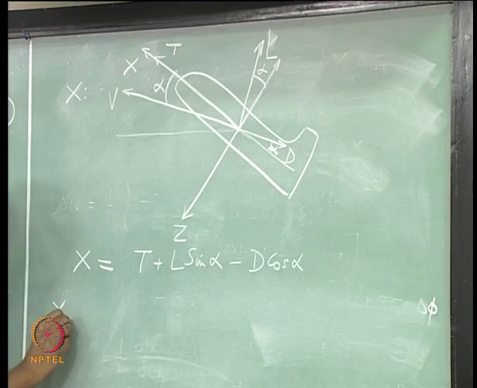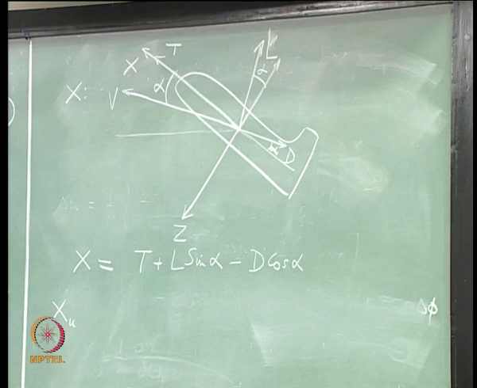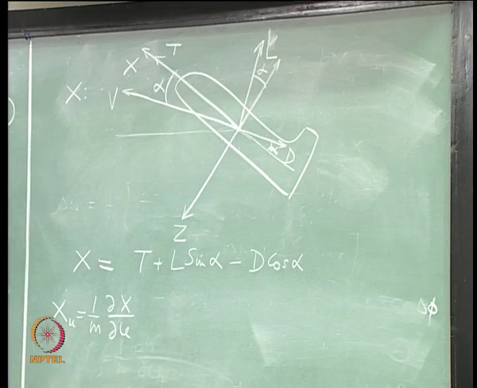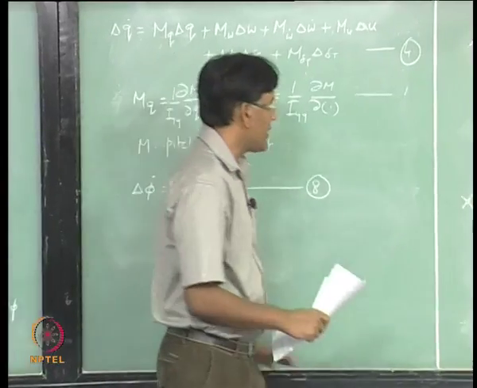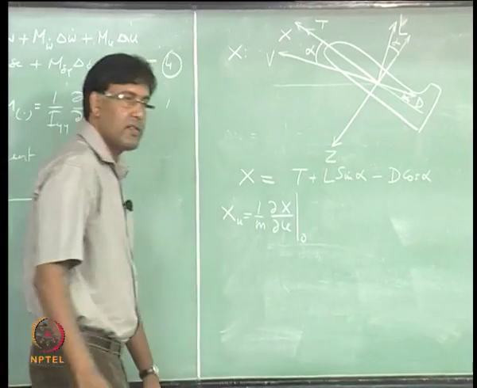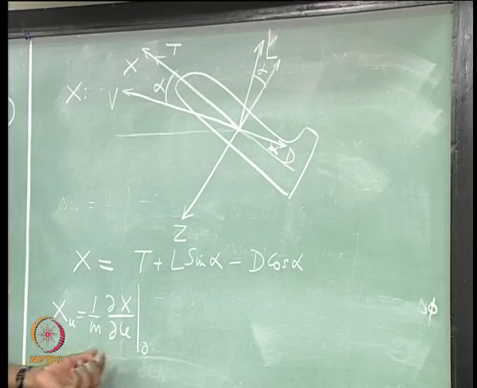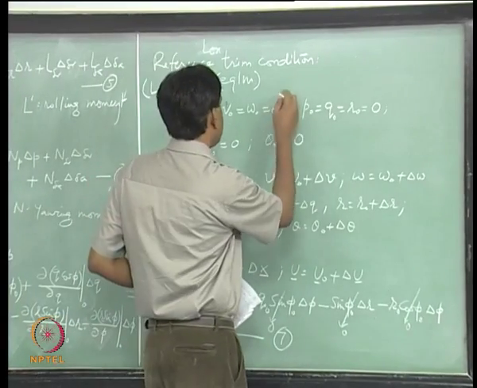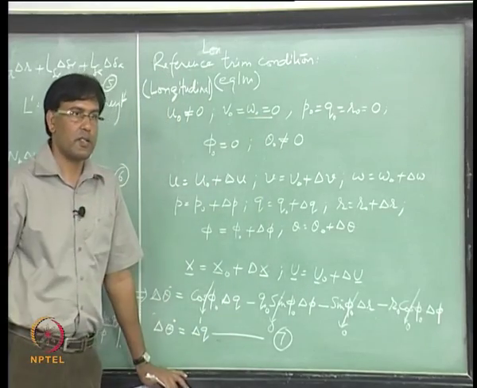I want to find out this derivative X_u, right. Remember, I already said that these derivatives have to be evaluated at the equilibrium flight condition, right. So, I am going to evaluate this at the equilibrium flying condition, which is given as this. Here alpha naught is 0 because of this, W naught is 0.